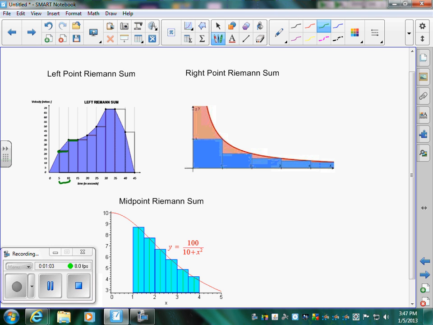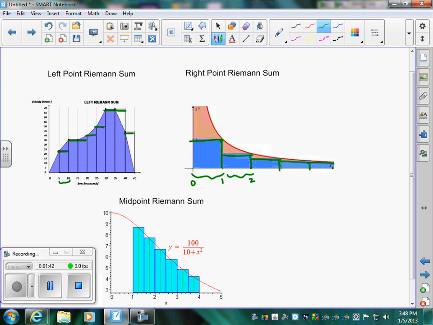You'll notice that each one of these always uses the point on the left to figure out what the height's going to be for the rectangle. Then on a right point Riemann sum, we do it exactly the opposite. We look at our first 2 values for the width of our rectangle, which in this case would be between 0 and 1. 1 is farther to the right, so we use the height at 1 to draw our rectangle. Between 1 and 2, we use the height at 2, and so on, and approximate those.